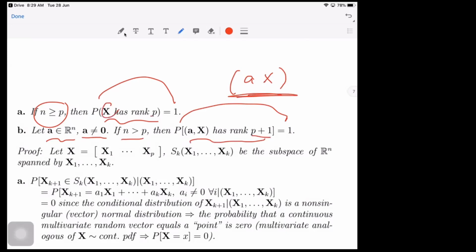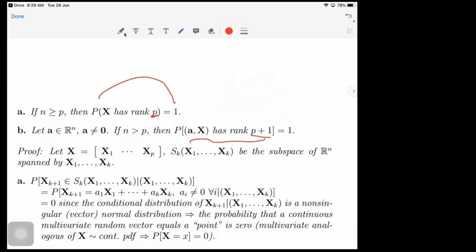So for X alone, the rank is P, no? But if you append it by this, and it satisfies these two conditions, then the rank of this new matrix will be P plus 1, and you are sure of that. That is with probability 1.